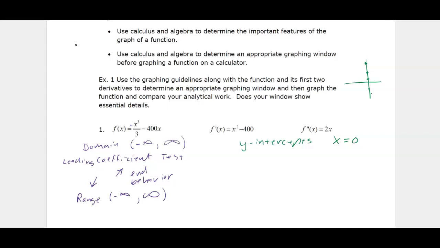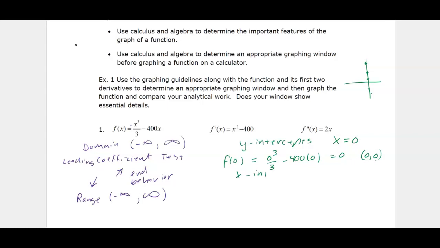You use this piece of information, you find f of 0, and that will give you the y-intercept. So I get 0 cubed over 3 minus 400 times 0. And I get 0. So it turns out my y-intercept is y equals 0, or the point (0, 0). When x is 0, y is 0. I know that's on my graph. So that also is giving me an x-intercept.